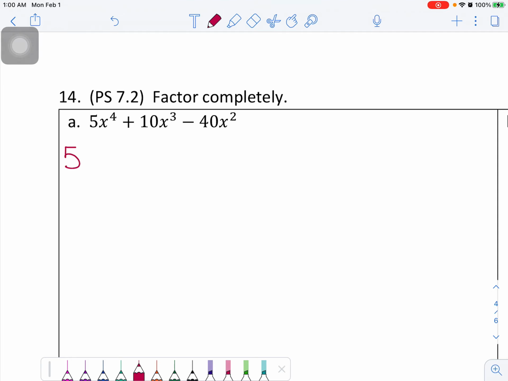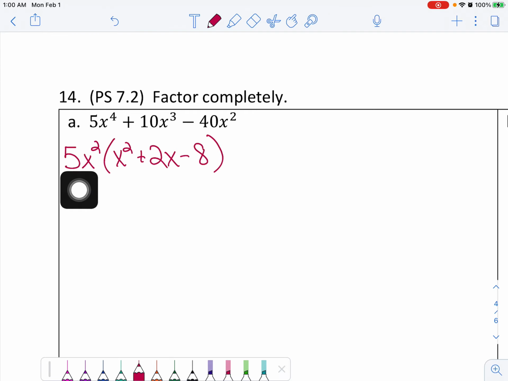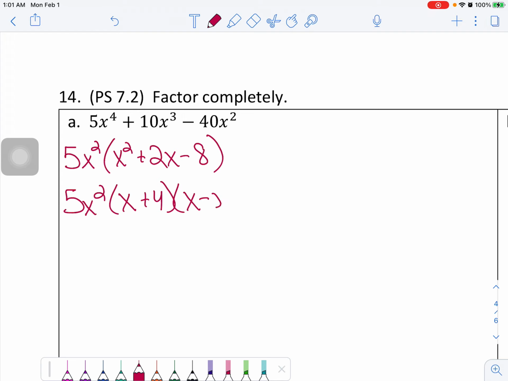All right, so I want to look for a GCF first. So these three terms can all be divided by 5x². So x² plus 2x minus 8. Yes. So that's my GCF, 5x². I just divided it out of everything. And now I want to see if I can factor this trinomial more. So I'm going to look for what can multiply to negative 8 and add up to 2. So 5x², x, how about a plus 4 and a minus 2?